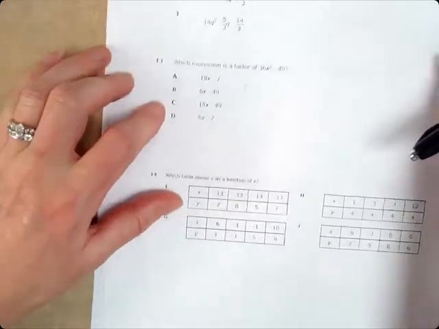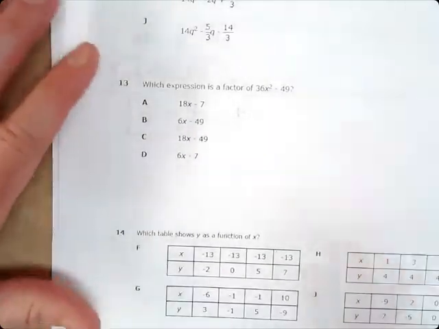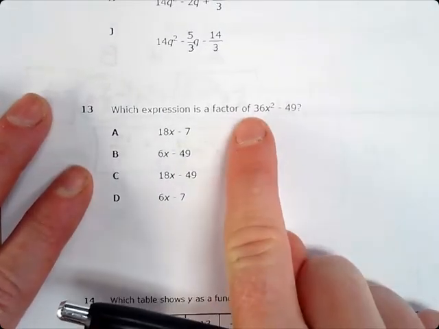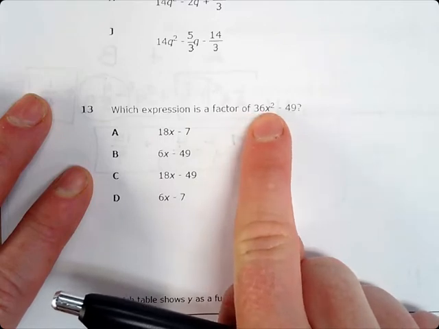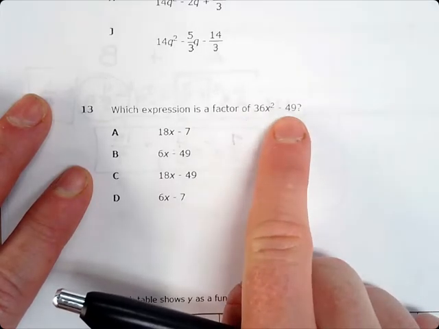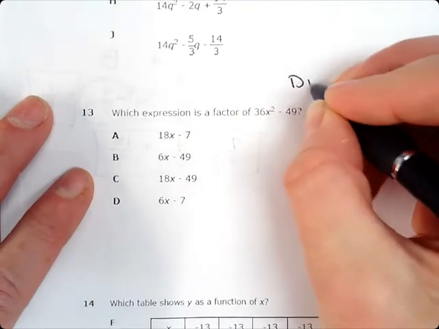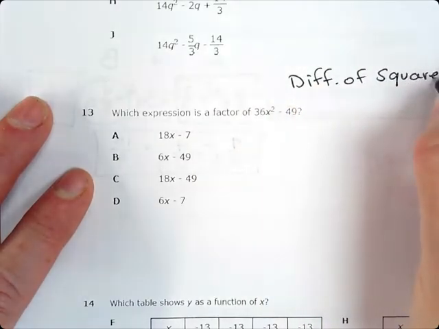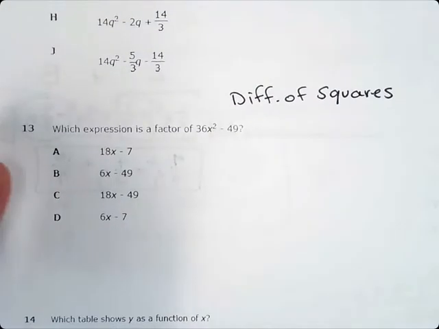7 is the same. Then 13 is the same if you're looking for a factor. Something special about this one, though, is that we have all perfect squares. 36 is a perfect square. X squared is a perfect square. And 49 is a perfect square. This is called the difference of squares. This is something we're going to learn after our EOC is over, because you'll see it again in Algebra 2.